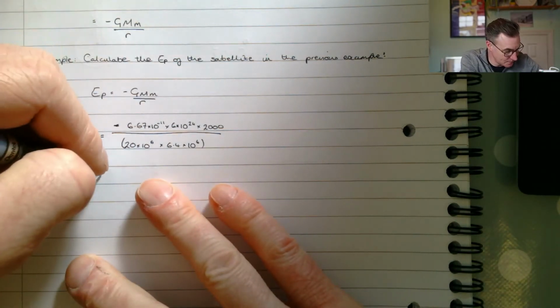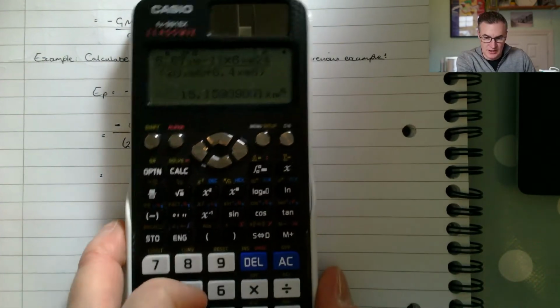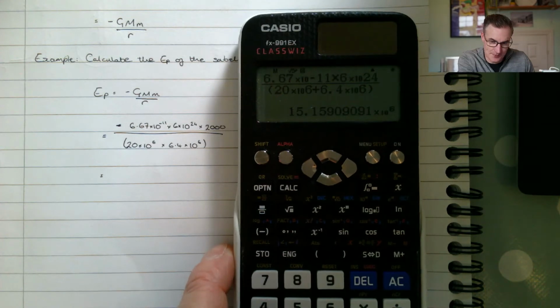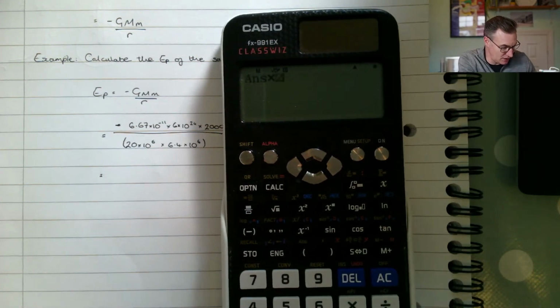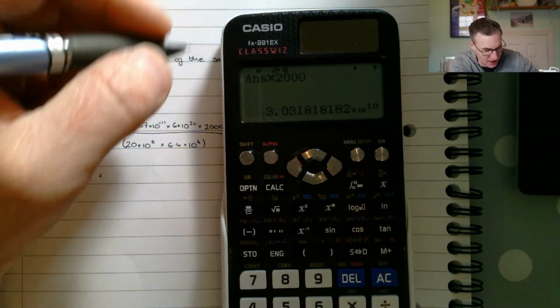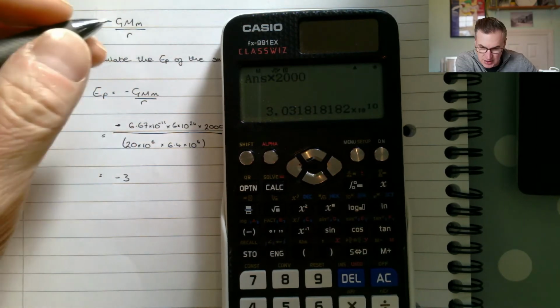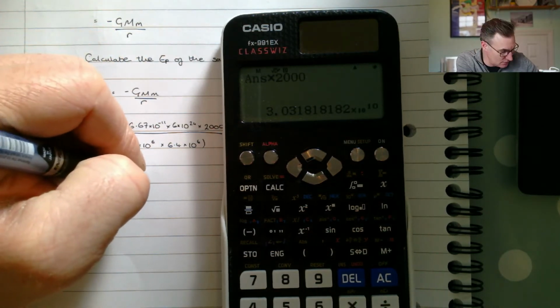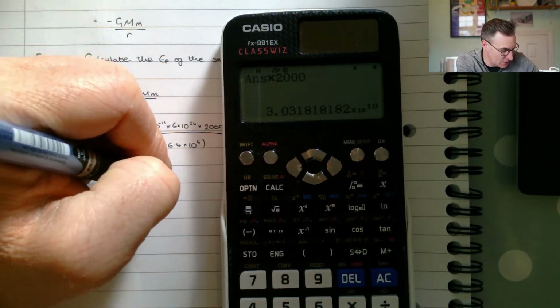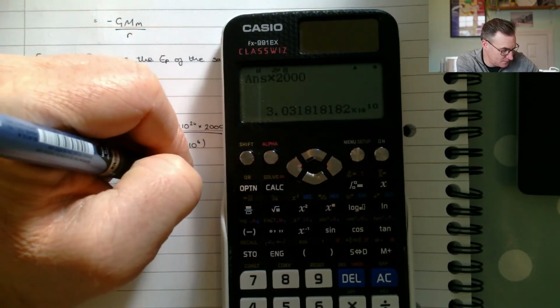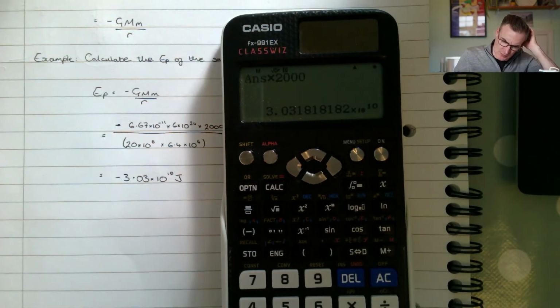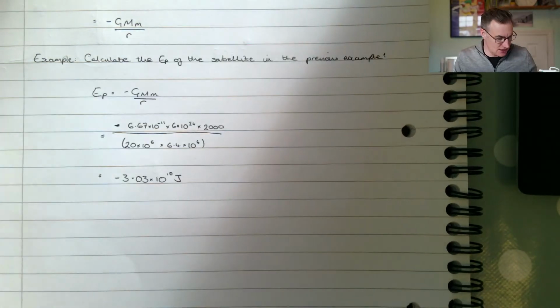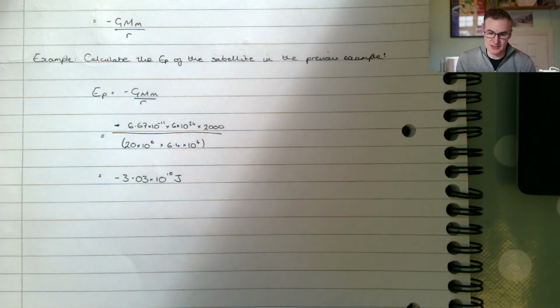So yeah, we have this, which is our gravitational potential. If I multiply that by 2,000, then I'm going to get a power of 10 to the 10. So minus 3.03 times 10 to the power of 10 joules. Okay, so the amount of energy that the satellite will have at an altitude of 20,000 kilometers above the surface of the Earth is minus 3.03 times 10 to the 10 joules.